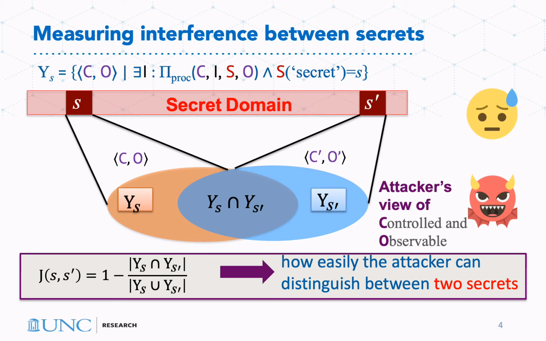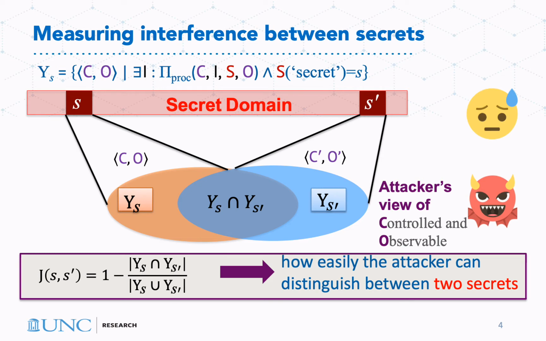To motivate how to relate the interference with information leakage, we will first consider a very easy attack task. Given two different secret values, S and S', the attacker will control C and observe O. So the C, O tuples that are possible for the secret value S will compose the attacker's view for the secret S. If the attacker's views for S and S' are completely different, the attacker can easily distinguish between S and S' using O. If the attacker's views completely overlap, that means the attacker knows nothing about whether it's S or S'.